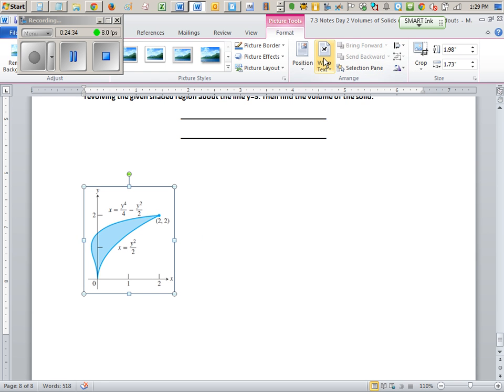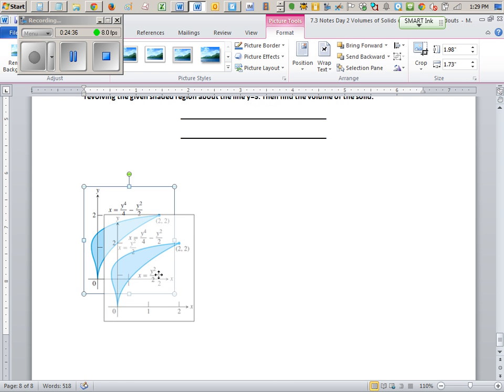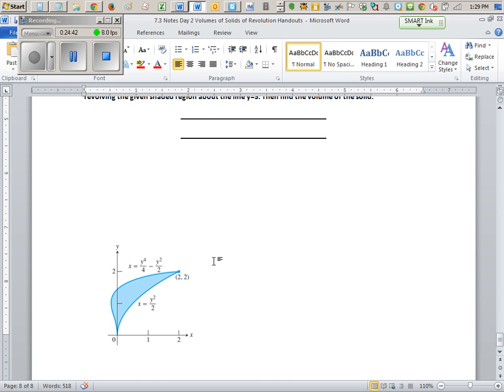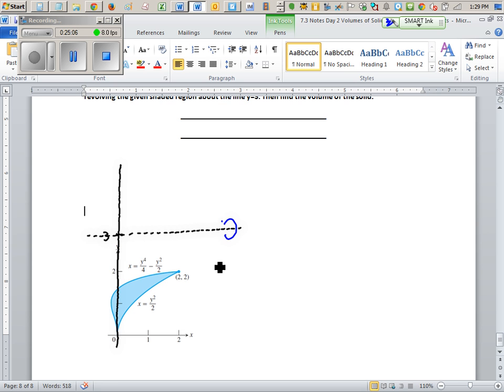And the other thing is, we're going to be revolving this around the line y equals 3, which is technically not even shown. So we're going to have to extend our y-axis a bit. So everybody extend your y-axis. Give it some length, because you're going to be rotating this thing around vertically. Y equals 3 would probably be right about here. This is our axis of rotation, unfortunately. So this happens sometimes. Your axis of rotation takes you right off the page.